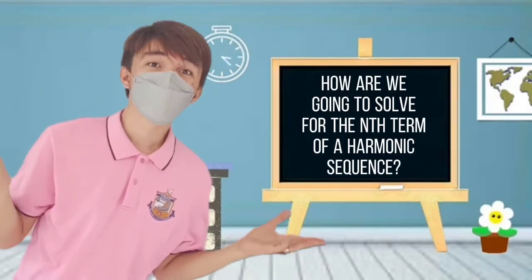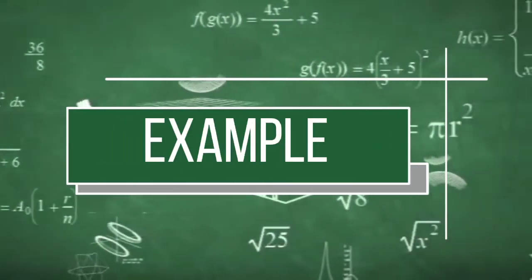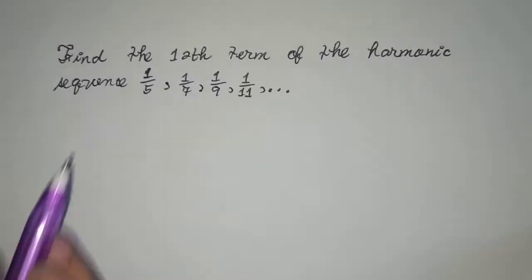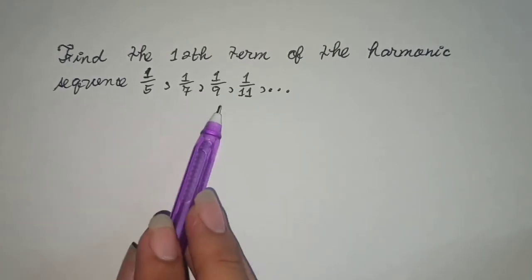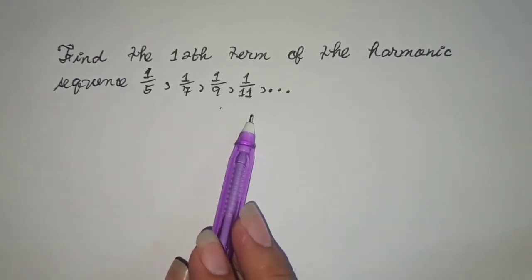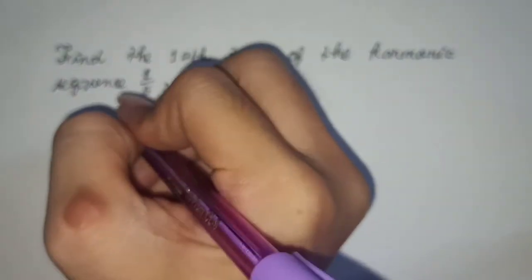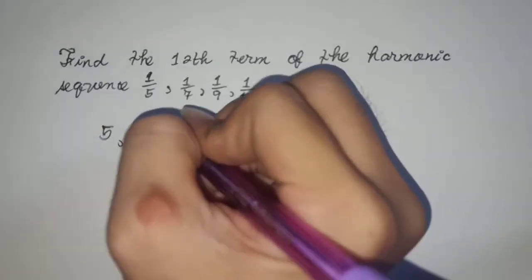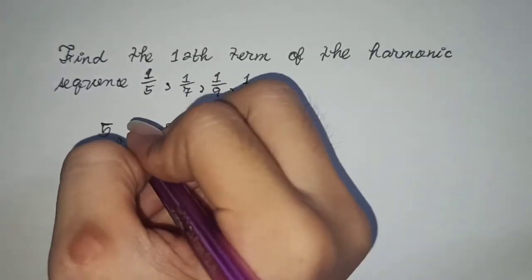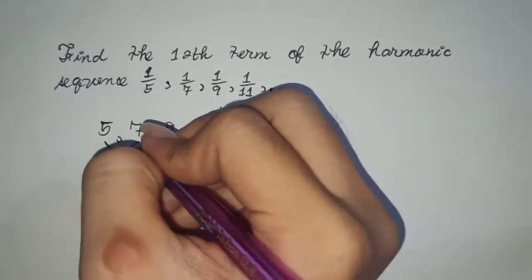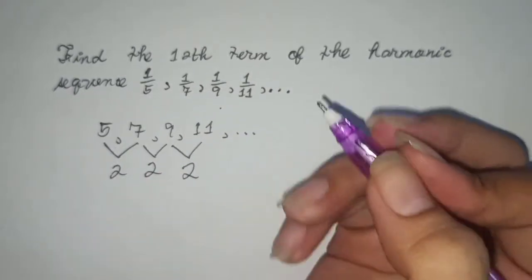How are we going to solve for the nth term of a harmonic sequence? Find the 12th term of the harmonic sequence 1/5, 1/7, 1/9, 1/11. First, let's write down their reciprocals. Then get their common difference. The common difference is 2.